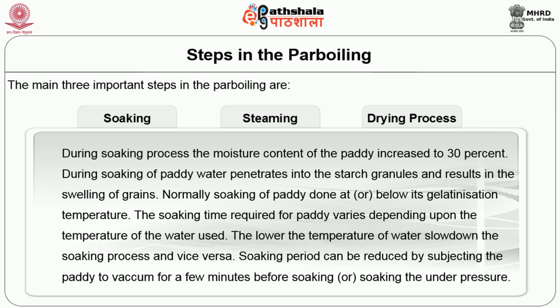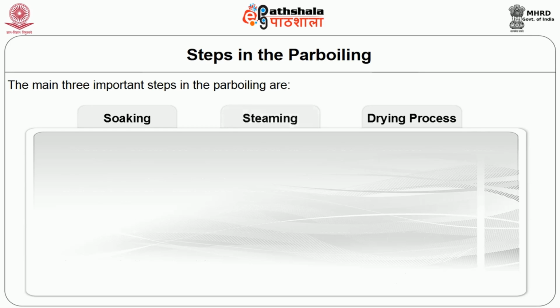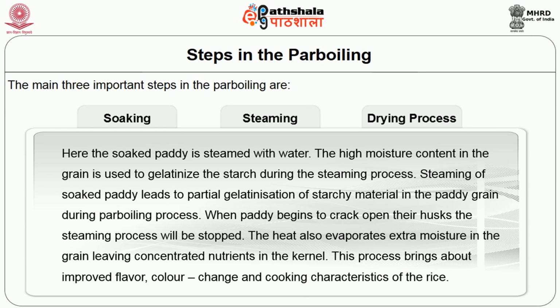The lower the temperature of water, the slower the soaking process, and vice versa. Soaking period can be reduced by subjecting the paddy to vacuum for a few minutes before soaking, or soaking under pressure. Steaming is the second step after soaking. Here the soaked paddy is steamed with water.